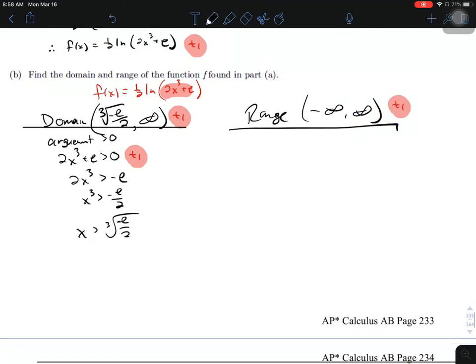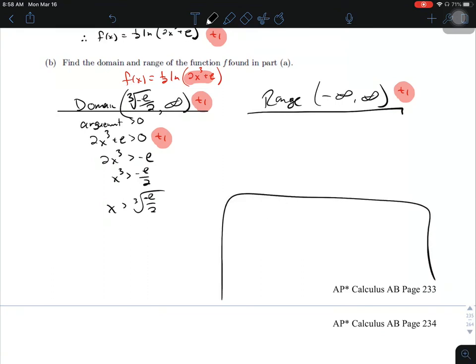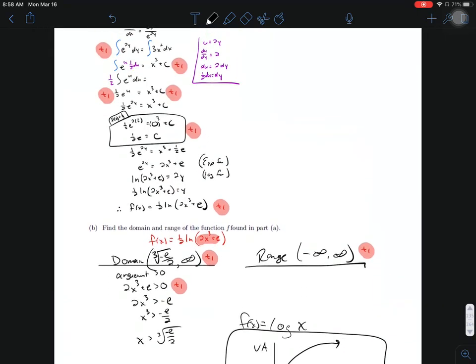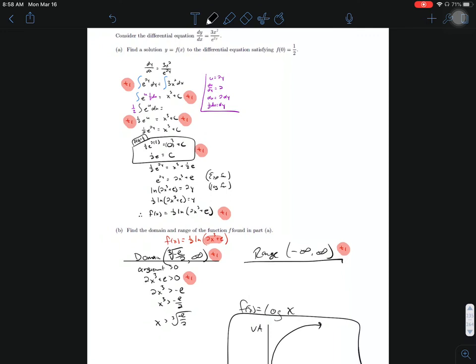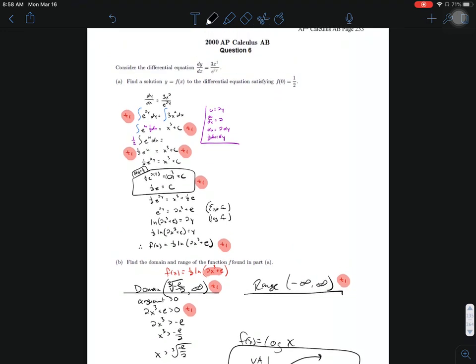Let me explain how I know that. This is not part of your work, but any logarithmic function is going to have a vertical asymptote someplace, depends on the problem. The parent graph has it at x equals 0, and it's going to go down and up forever. That's how all logarithmic functions are. All of their ranges are negative infinity to infinity. So that concludes that problem's worth 9 points total, and that's how the points are dished out. That was 2000, question number 6.